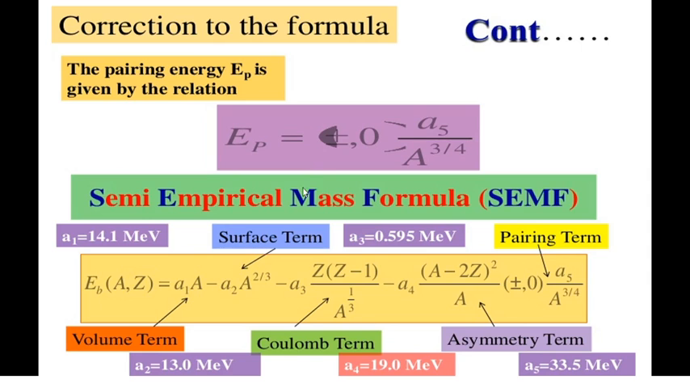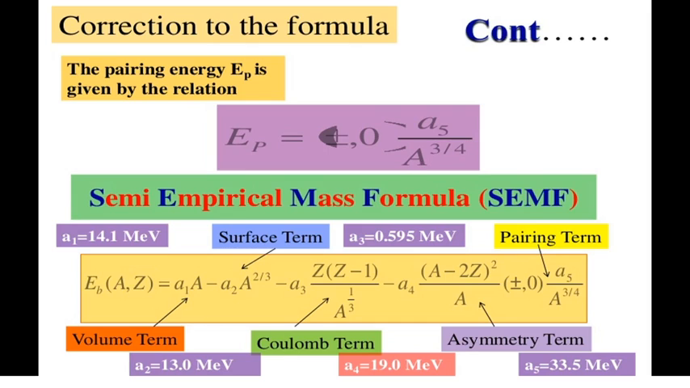See, so the pairing term is given by the relation EP is equal to plus value, minus value, and 0 value. So plus or minus, comma 0. We don't have the derivation for this pairing term, so you can study the formula by itself, that is A5, the constant term, divided by A raised to 3 by 4. You have to know that this pairing term is inversely proportional to the mass number, as A raised to 3 by 4.